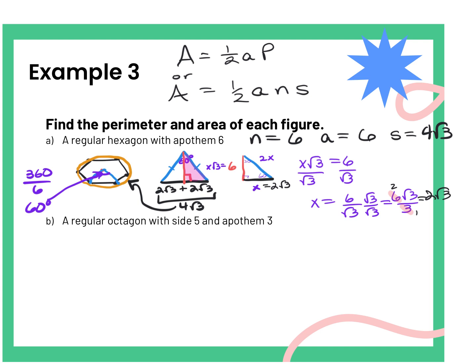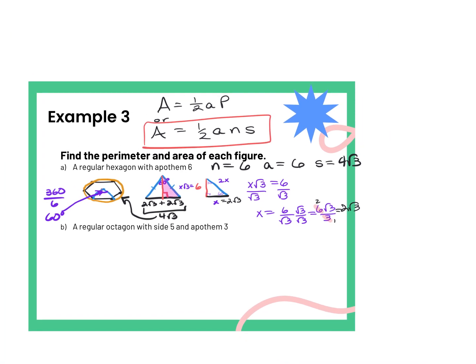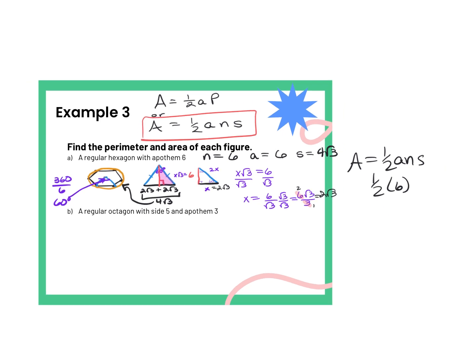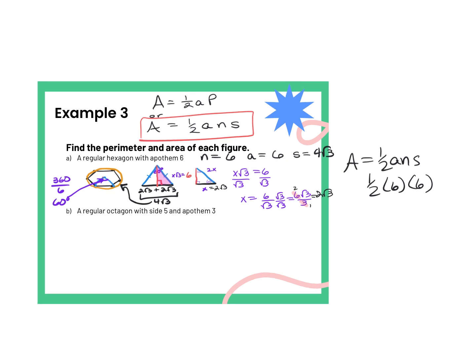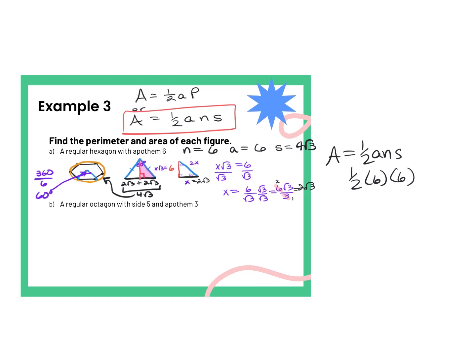Now I have the value of the 3 variables, and I can now plug them in to this formula. So now I'm going to find the area of my hexagon, 1/2 ANS. The A was given to me from the beginning. It was 6. The N was given to me from the beginning. It's a hexagon, so it's 6. And then now my side length is going to be 4 square root 3.